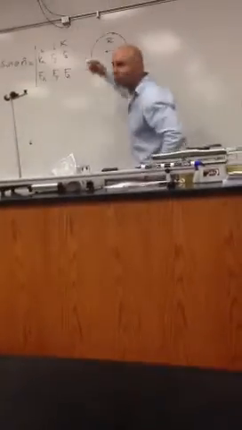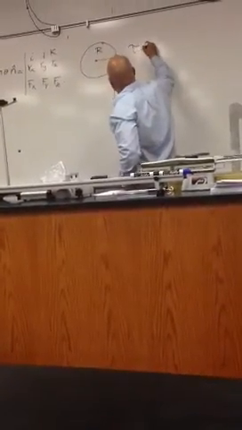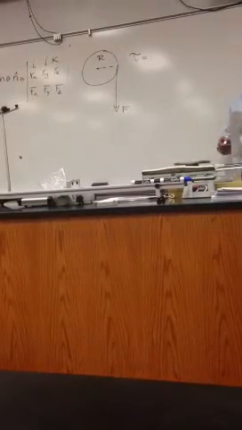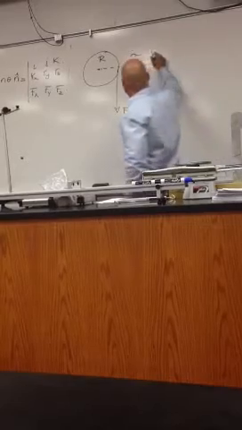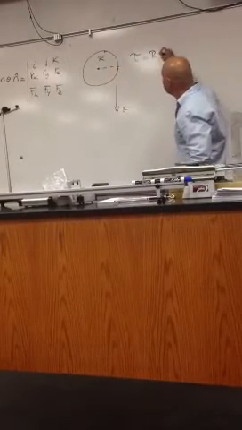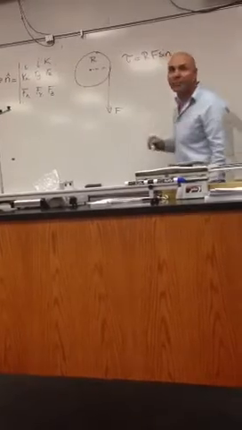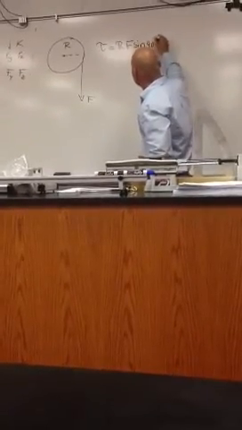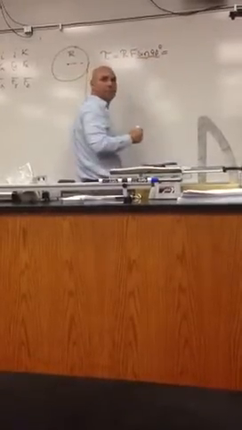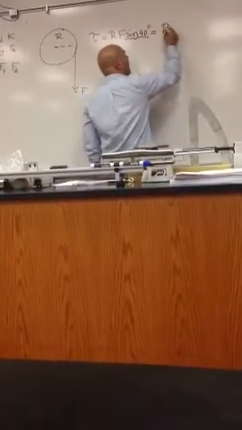By definition of torque, tau equals what? R. In this case, R coincides with the radius. Times what? The force F times sine of what angle? 90 degrees. How much do we get for the torque? How much is sine of 90? 1. So we get RF.